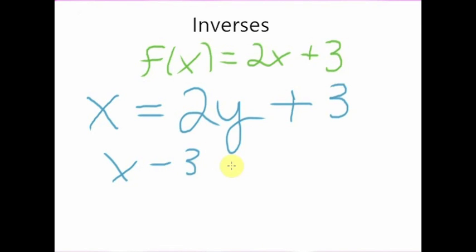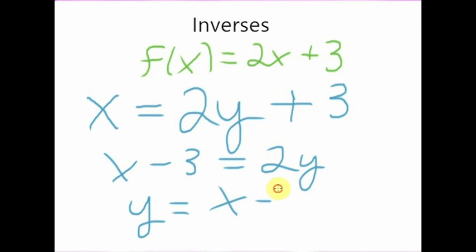So we get x minus 3 is equal to 2y. Then y is equal to x minus 3 over 2.